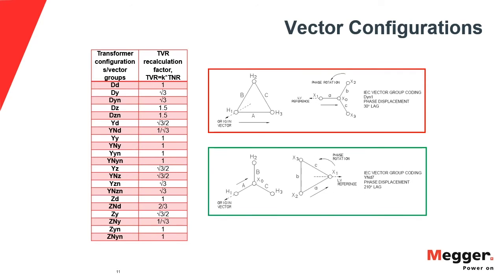Depending on which vector configuration my transformer has, I will need a TVR recalculation factor. I need a correction factor depending on the vector configuration of my transformer, so I can at the end compare what I'm measuring to the calculated TVR. Once again, depending on the vector configuration of my transformer, I would need that correction factor. Showing you two examples in the slide.